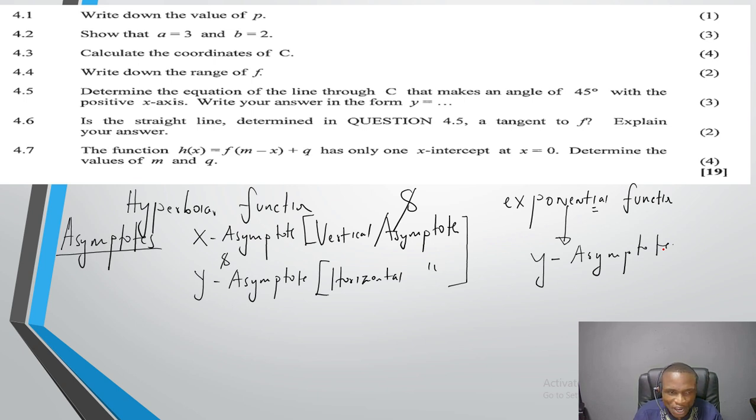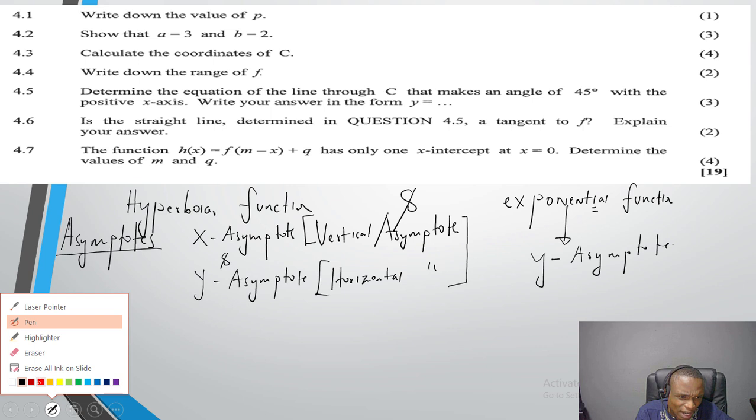So I'm saying the hyperbola function has got two asymptotes. It has got the x asymptote, which is a vertical asymptote. And it has also got the y asymptote, which is a horizontal asymptote. That is a hyperbola function for you. Exponential, only one asymptote, and that is the asymptote of y. Now, I hate talking about things that are not sense-making. So we have to make sense a bit. What are we talking about when we talk about the x asymptote?